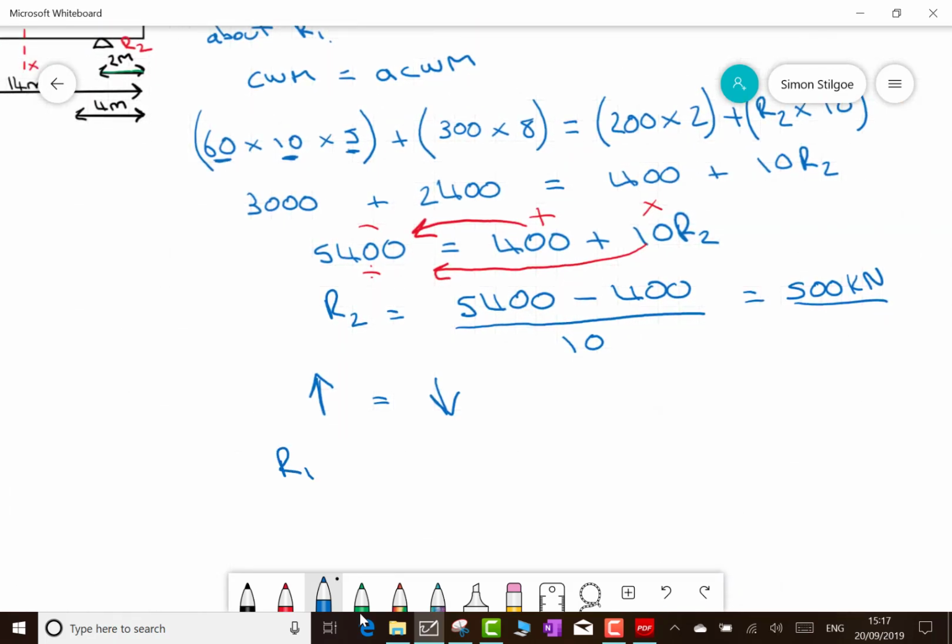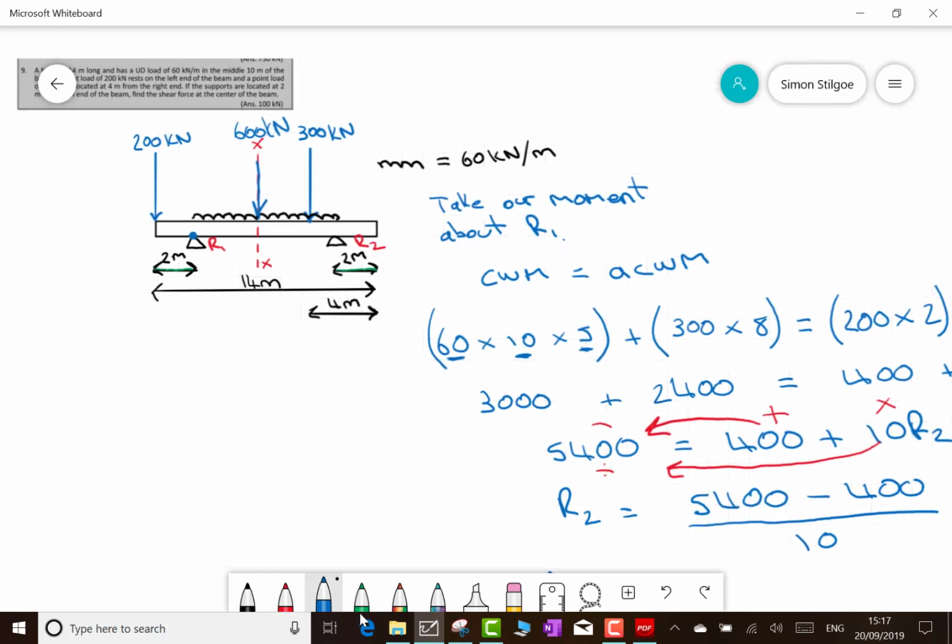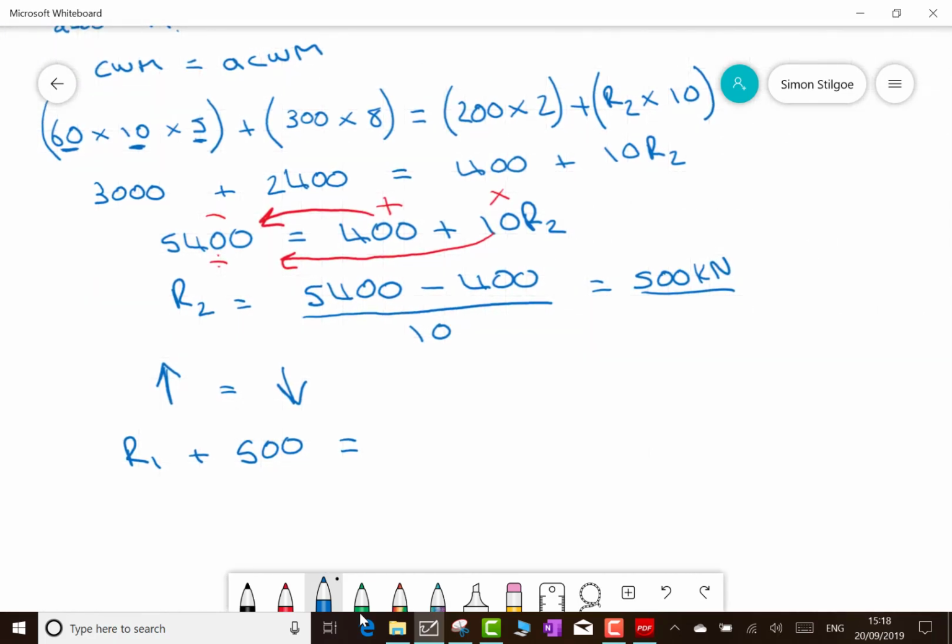Now we don't know what R1 is because we haven't found it yet, but we did just work out what R2 is, and that was 500 kilonewtons. So those are all my upward forces. My downward forces now are all the loads on top of the beam pointing downwards. So that's my 200, my 600, and my 300 kilonewtons respectively. So on the right-hand side of my equation, that's going to be 200 plus my 600 plus my 300.